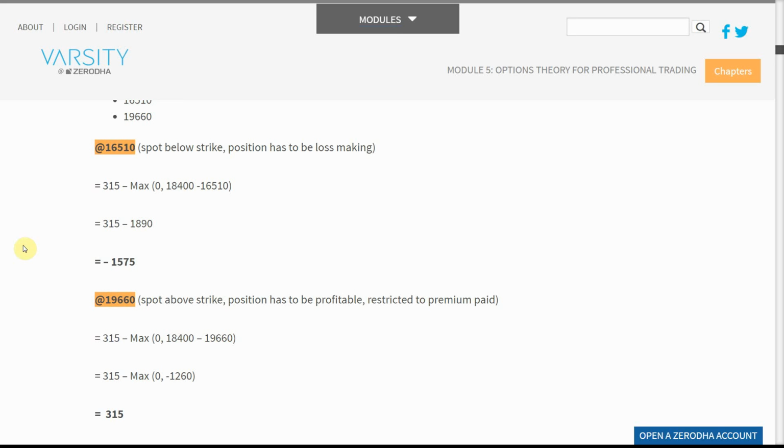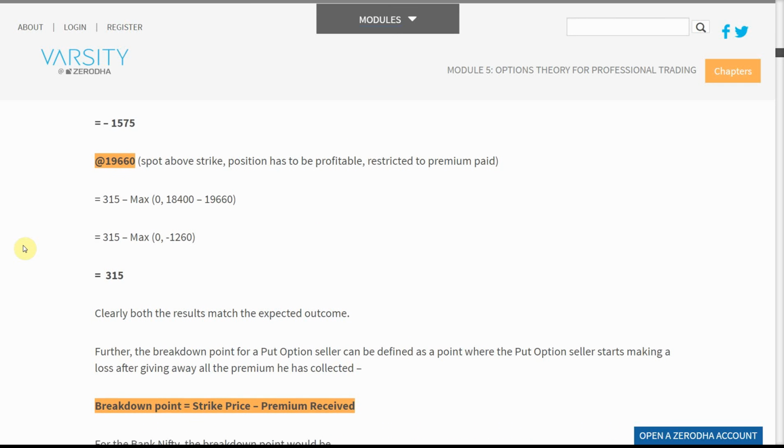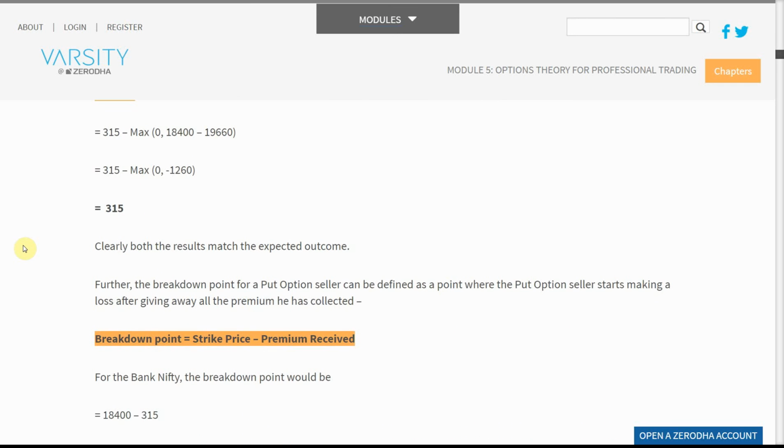At 19,660, spot above strike. Position has to be profitable, restricted to premium received. P&L equals 315 plus max of 0, 18400 minus 19660. Equals 315 plus max of 0, minus 1,260. Equals 315. Clearly, both the results match the expected outcome.